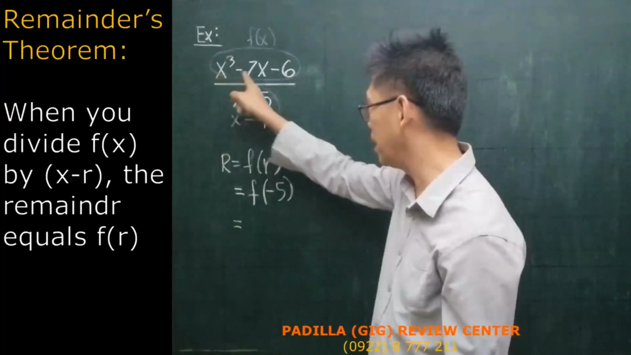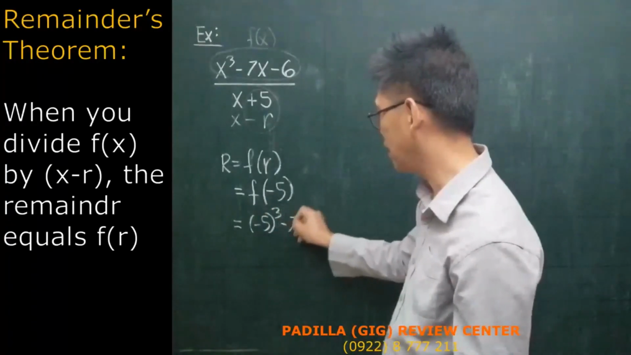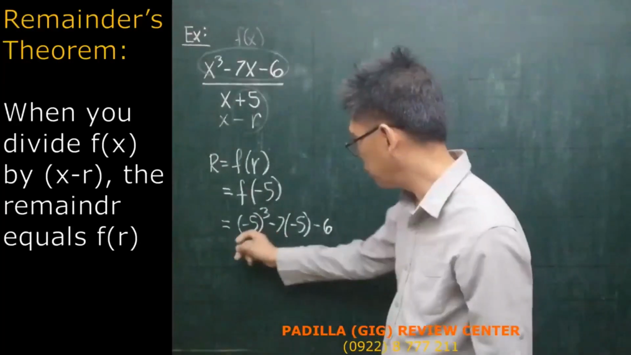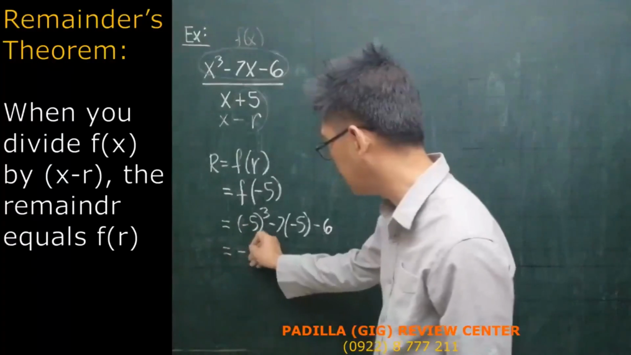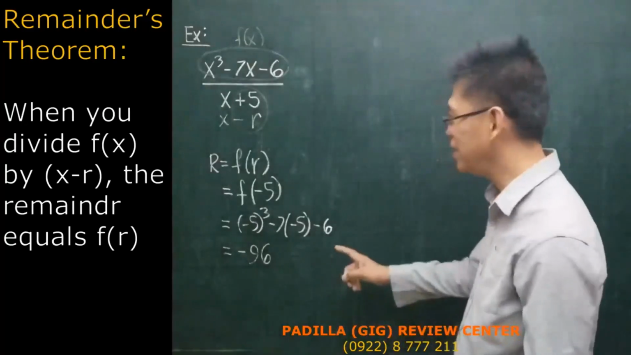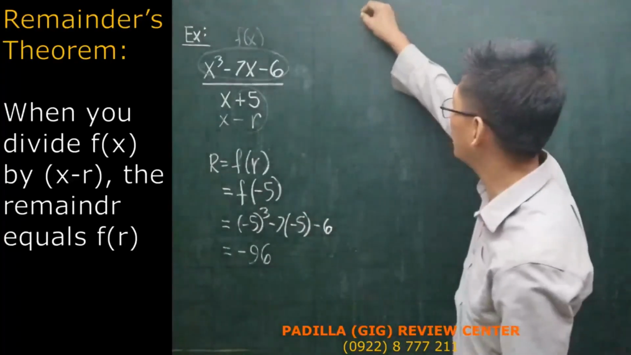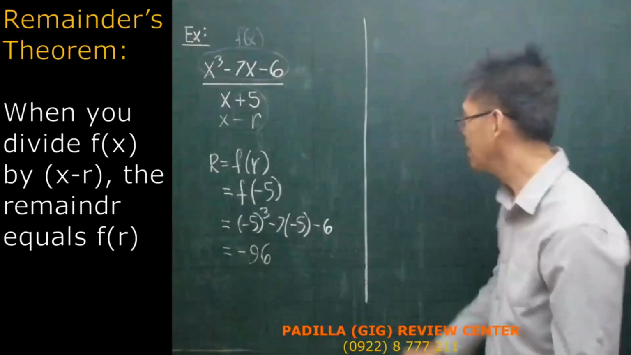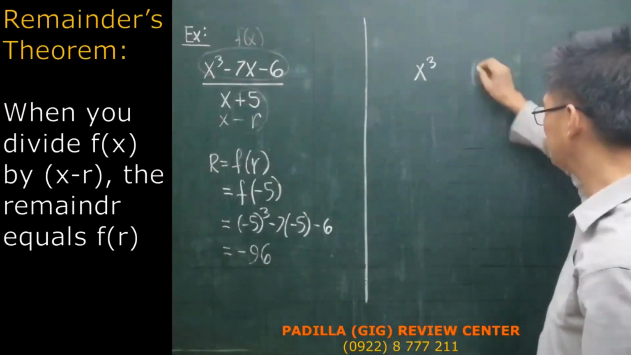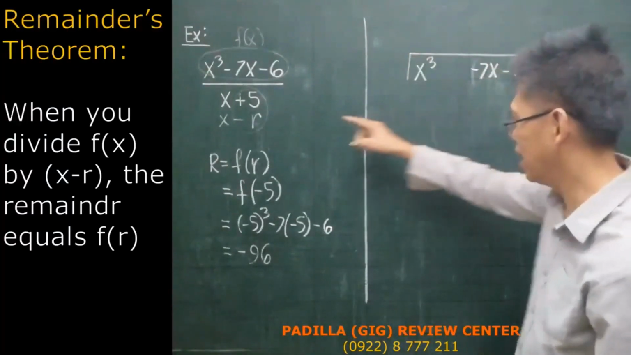Meaning, replace this x by minus 5. It's minus 5 cubed, minus 7 times minus 5, minus 6. So you compute this, it would be minus 96. Now, let me prove that this is minus 96, the remainder. Let us manually divide the function. I have here x cubed, there is the x squared, minus 7x minus 6, divided by x plus 5.